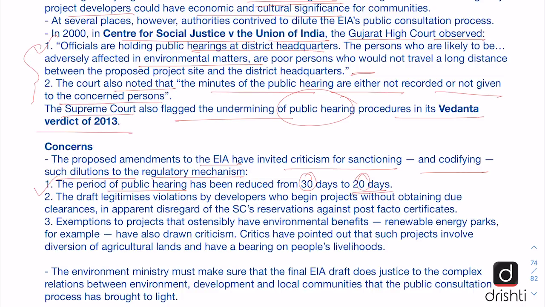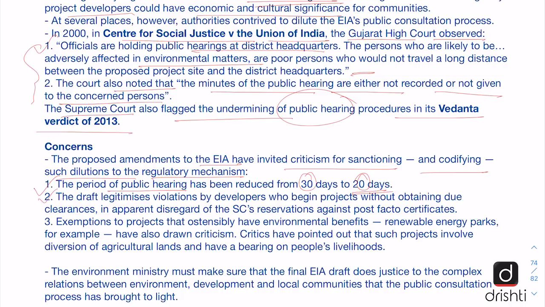And this public hearing is one of the bedrocks of this EIA process, as it allows the public, which is directly affected by any such project, to raise its voice against anything they feel is wrong with the project and get it addressed by the authorities.